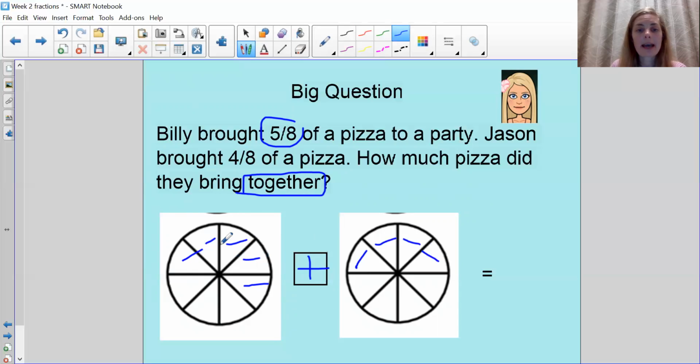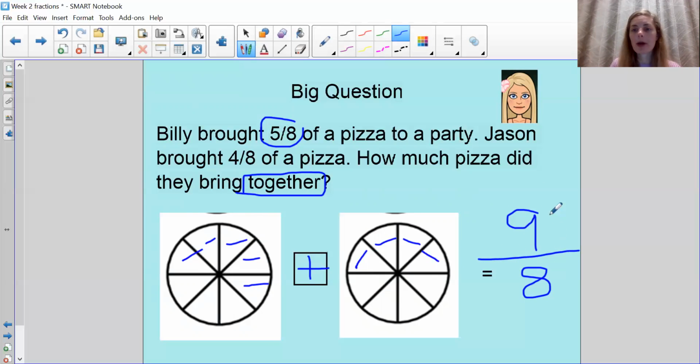So I'm simply going to say 5 plus 4 is 9. And I'm going to leave it as 8ths. I don't change the bottom number because these are the amounts that it has been divided into equally. So I leave it as an improper fraction. Improper fraction, we're going to be looking at this terminology in a moment, but it's where the top number is bigger than the bottom number. And that is the answer.